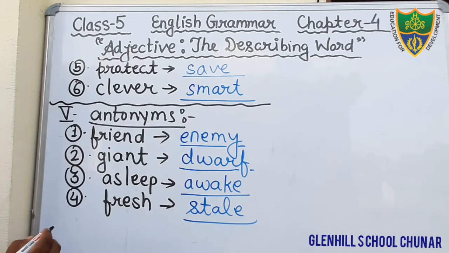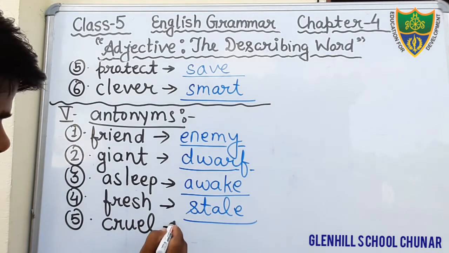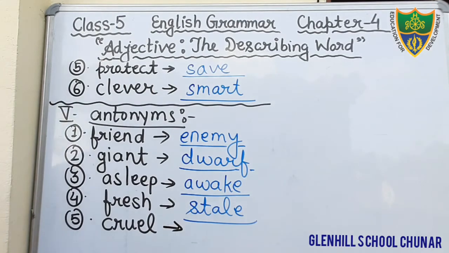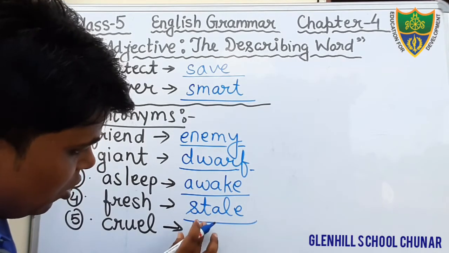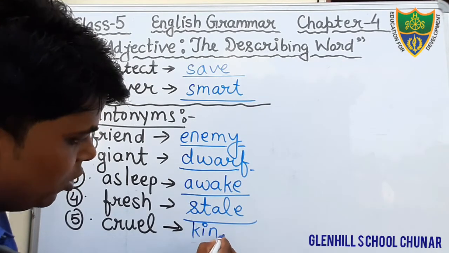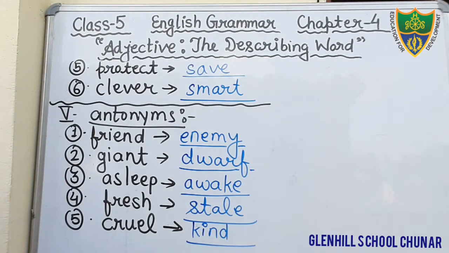Next question, question number 5. What is question number 5? Cruel. C-R-U-E-L. Cruel means nirdayi in Hindi. And the opposite meaning for the word cruel is kind. Kind means dayalu, humble. So just write down the opposite of the word cruel, that is kind. Okay, students.